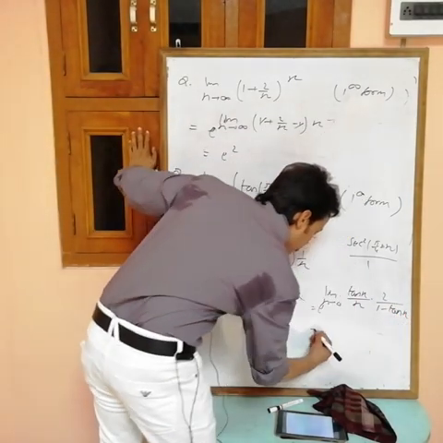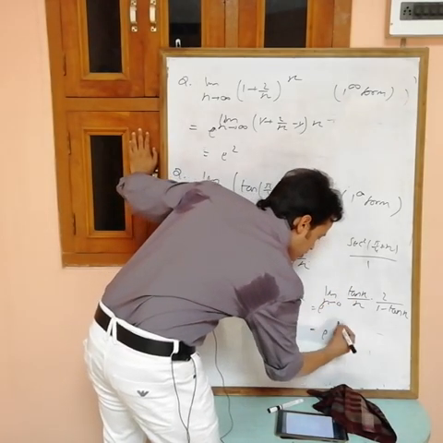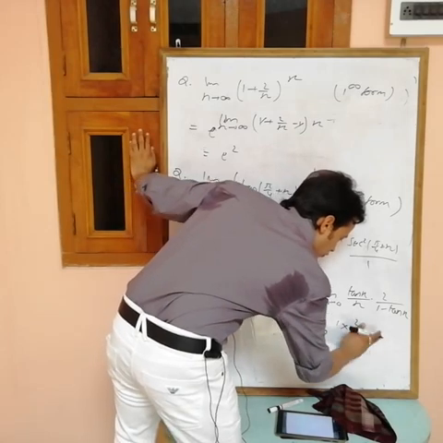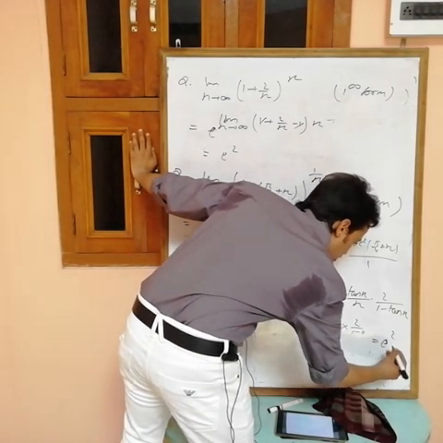Now use the limit. The limit of this one is the standard limit 1, and for the limit of this one put x equals to 0: 2 by 1 minus 0. What are you getting? E power 2. Okay, the same thing.